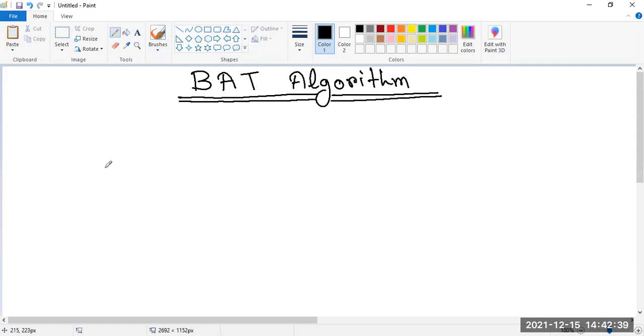There are about 1,000 species of bat. First of all, we have to know something about the bats. There are about or more than 1,000 species of bat.